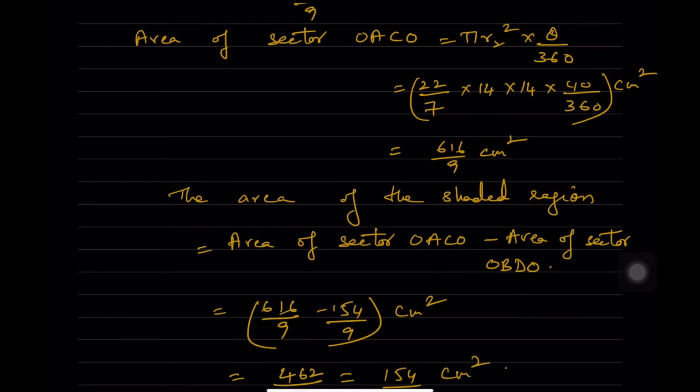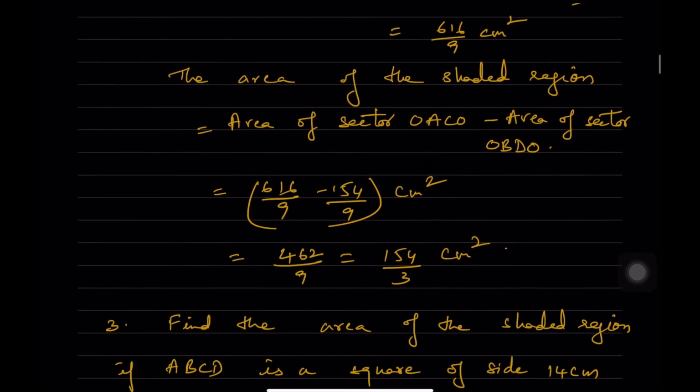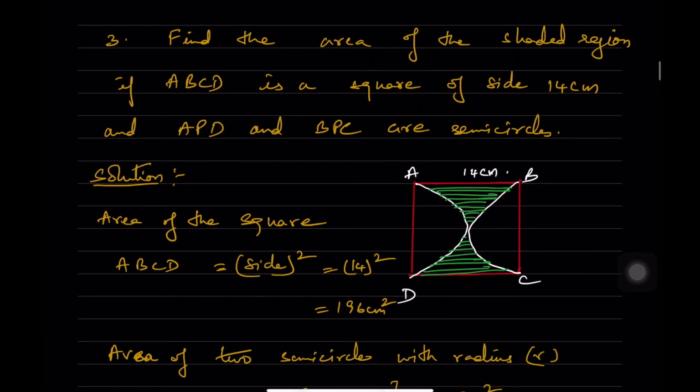The area of the shaded region is equal to area of sector OACO minus area of sector OBDO, which is equal to 616 by 9 minus 154 by 9 centimeter square, which is equal to 462 by 9, which is equal to 154 by 3 centimeter square. So you are getting it as equal to 51.33 centimeter square.